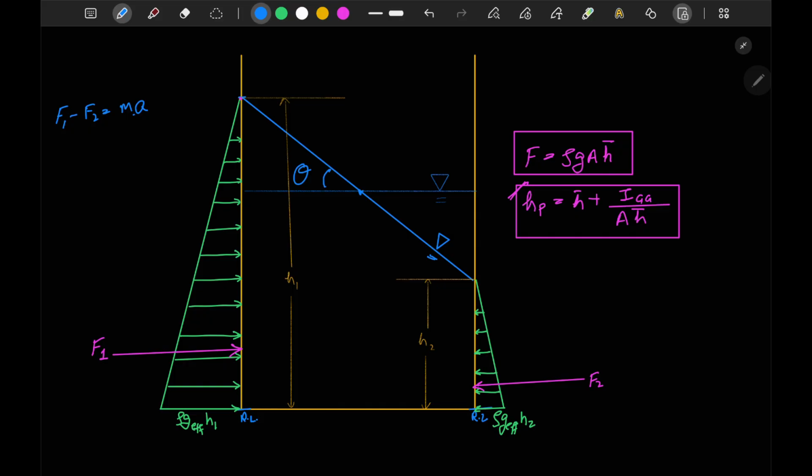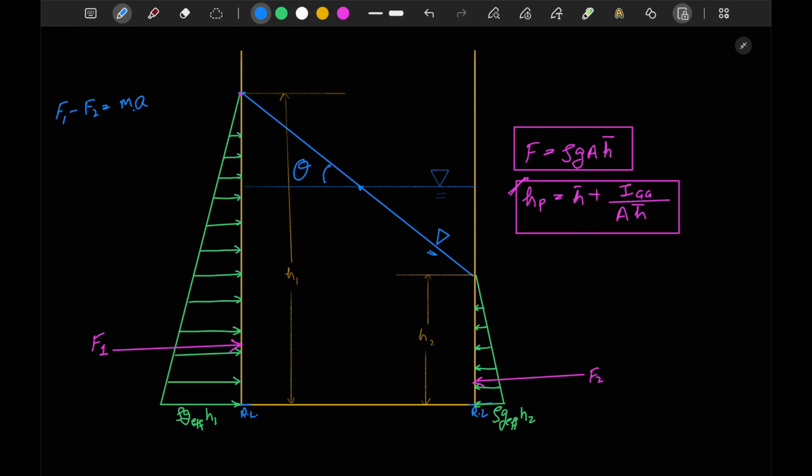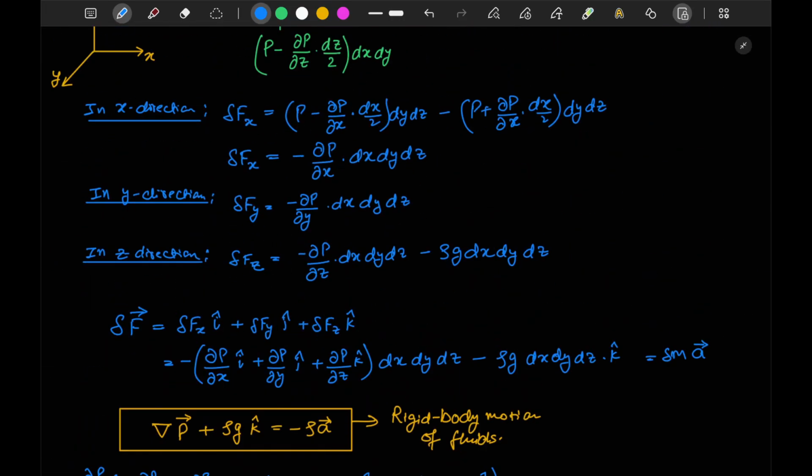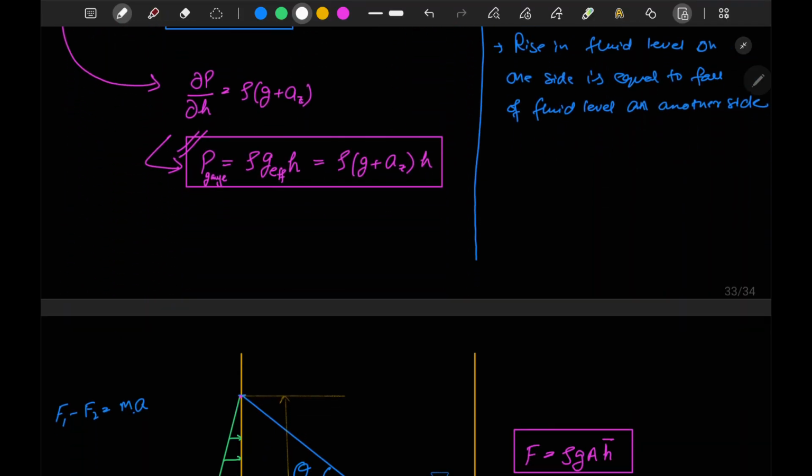I hope you understood till this point. Now after this we will start our second part of the chapter, that is rigid rotational motion. Up to here we have studied rigid translation motion. Now we will start rotational motion. So this topic is rigid rotational motion.